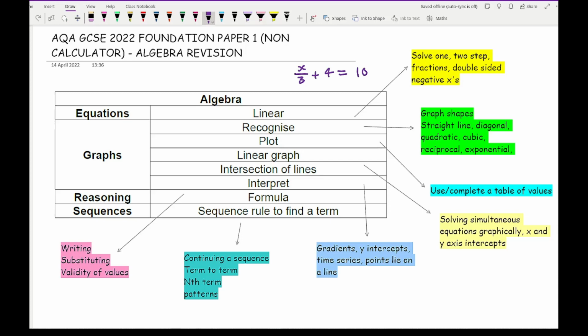And then finally, looking at sequences, sequence rule to find a term. This again is being able to continue a sequence, and being able to describe a sequence by the term-to-term rule, the nth term, and patterns. So in terms of what they've described there, a sequence rule to find a term, it may be a case of, here is a sequence, and they'll give you 3 numbers, and they may ask you to say, what is the 107th number in this sequence? And therefore it encourages you to find the nth term and then substitute the correct n value into that formula to work it out.